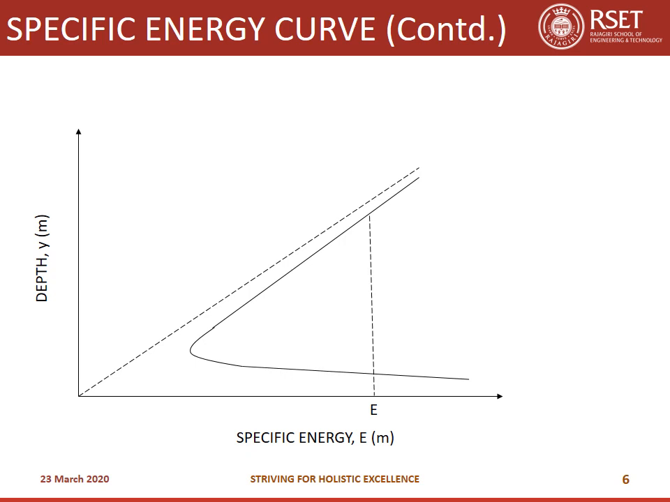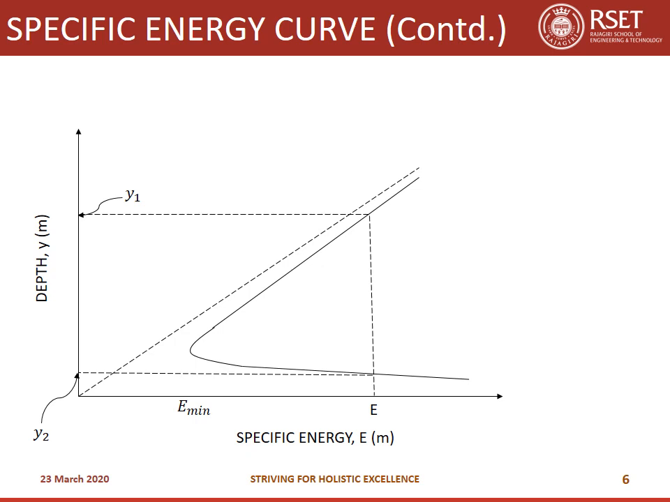Now you can see that the straight line that I have drawn from E touches the specific energy curve at 2 points. The first point corresponds to a flow depth y1, and you can see that below there is one more point that is touching the specific energy curve. Let that be y2. So you can see that for one particular value of specific energy, there are two different values of flow depth, y1 and y2. This is a speciality of the specific energy curve, understanding the graph. You can see that corresponding to one value of E, there are two different values of flow depth.